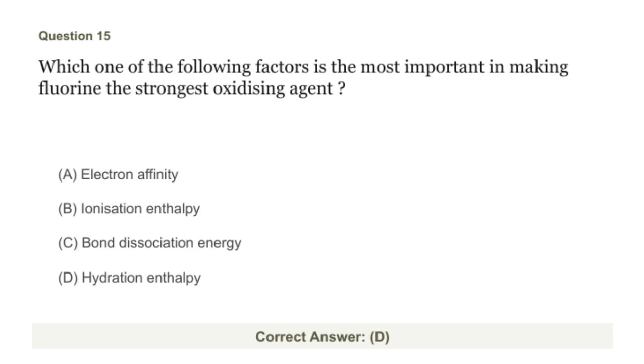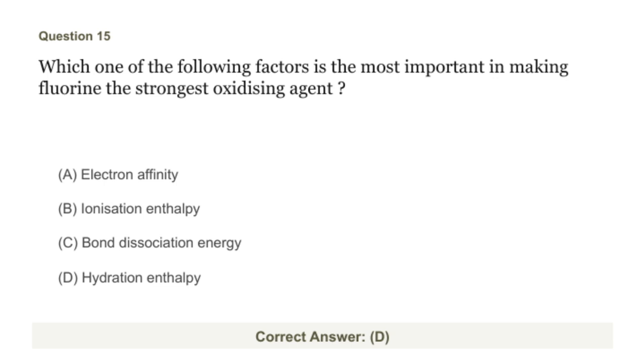All right, let's look at this question about what makes fluorine the strongest oxidizing agent. The options given are electron affinity, ionization enthalpy, bond dissociation energy, and hydration enthalpy. Now, the correct answer is D, hydration enthalpy. But why is that? Well, hydration enthalpy refers to the energy released when ions are surrounded by water molecules. In the case of fluorine, its high hydration enthalpy means that it strongly attracts water molecules, which stabilizes the fluoride ion and enhances its oxidizing ability.